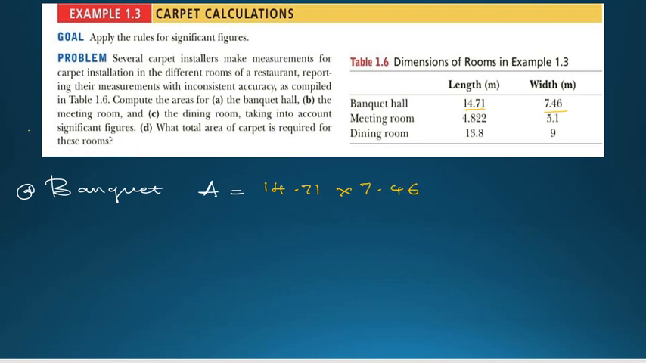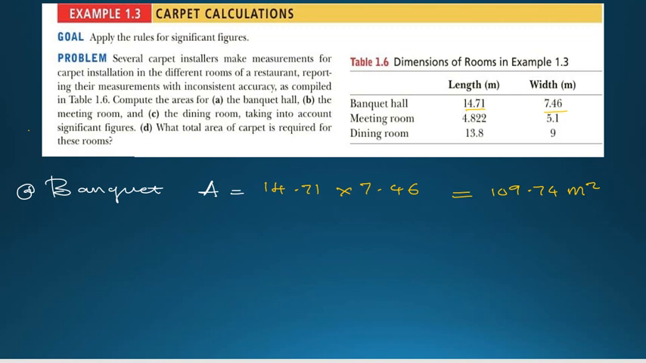Our answer is going to be 109.74 meters squared. But we have been asked to take into account significant figures. So this is where chemistry and physics becomes interesting. You shouldn't go direct and give this as your final answer.